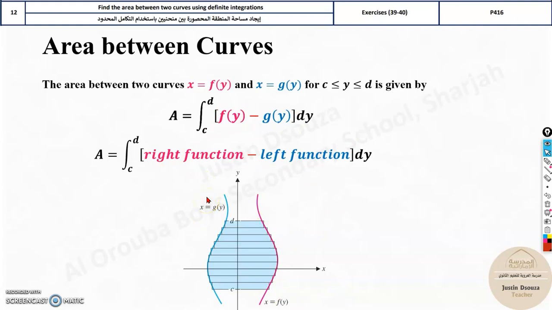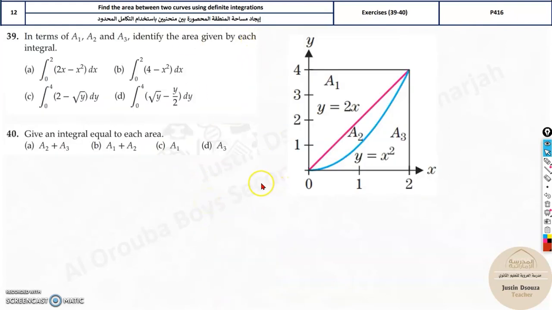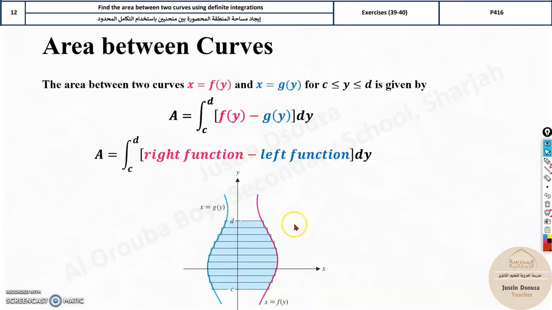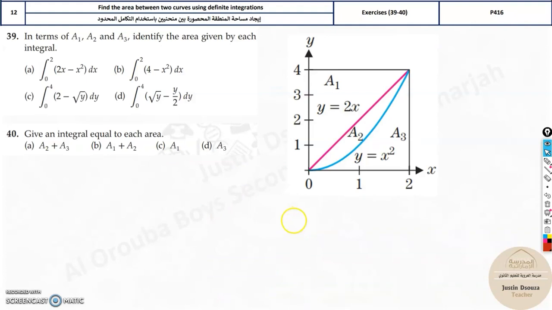Now, for the next one, this type of problem, you don't need to solve all that just like what we have done in the previous video or before that. But here, understanding the concept is very crucial. That is it. Now, let's look at this figure. The figure is given. In terms of A1, A2, A3, identify the area given by each integral. They have given you definite integrals.